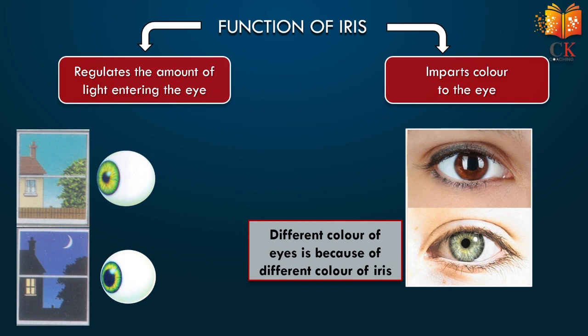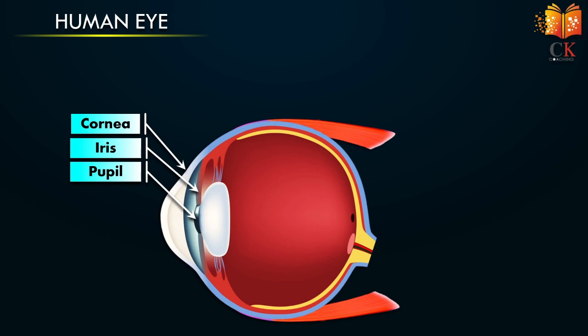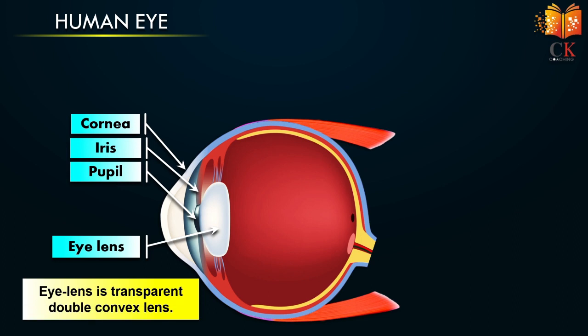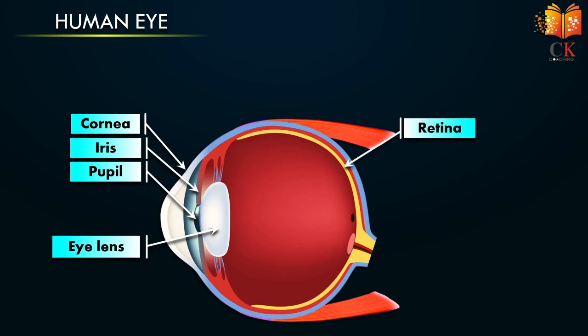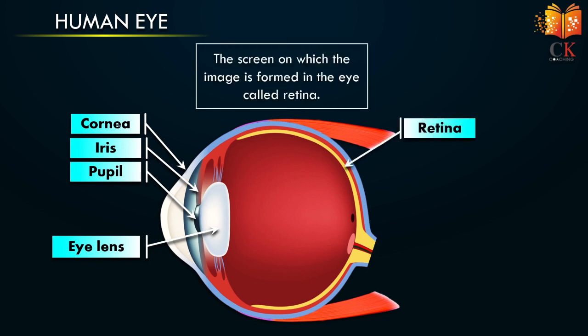Coming back to the human eye structure, over here we have an eye lens. What is this? This is a transparent double convex lens. याद रखना है MCQ के लिए. This is a convex lens, right? So this part over here is the retina, which is a light sensitive screen over which the images will be formed after refraction.